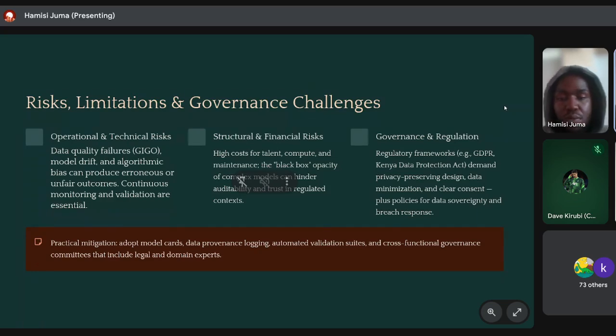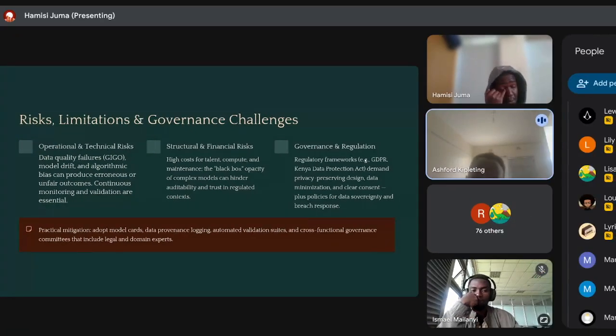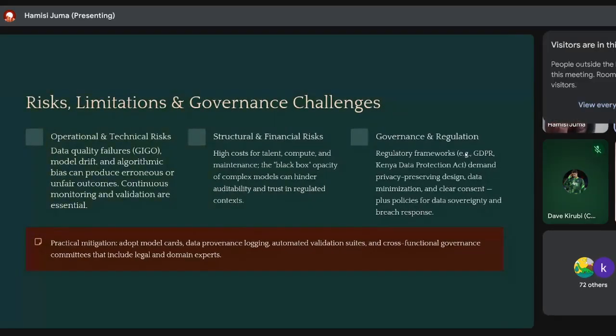So the third point is governance and regulation. Regulatory frameworks such as GDPR and the Kenya Data Protection Act demand privacy-preserving design, data minimization, and clear consent, plus policies for data sovereignty and breach response. The GDPR is a European Union Act that demands a right to privacy. So, yes, I'm done.